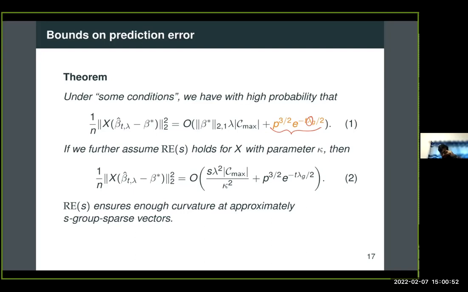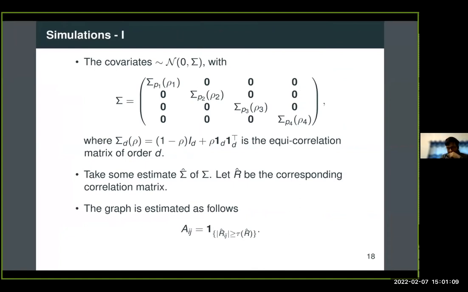Yeah, and you can actually get faster rates by assuming enough curvature in the directions of group sparse vectors. I will not elaborate more on this; you can look at the paper if you want. Okay, so let me show some simulations. In this first simulation, I will generate data from a Gaussian distribution with a block diagonal covariance structure. Each block is an equicorrelation matrix, where all off-diagonal entries are a constant rho.